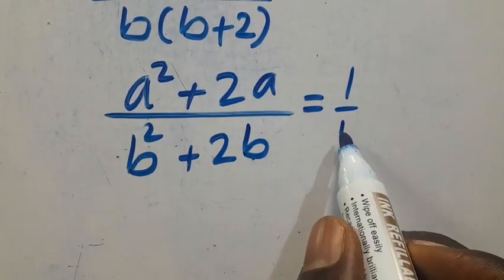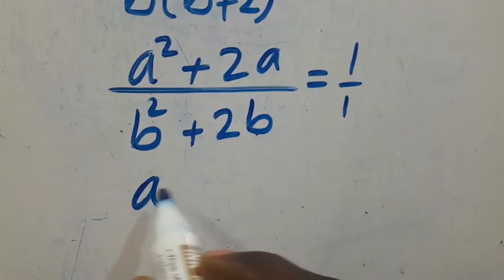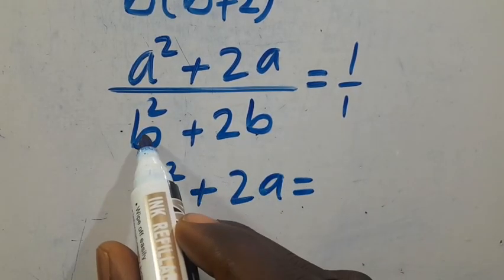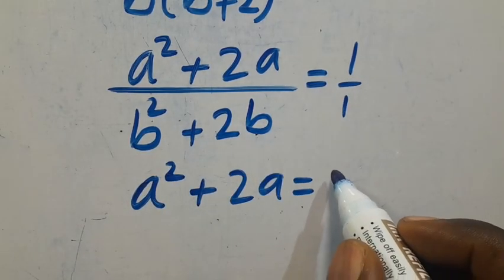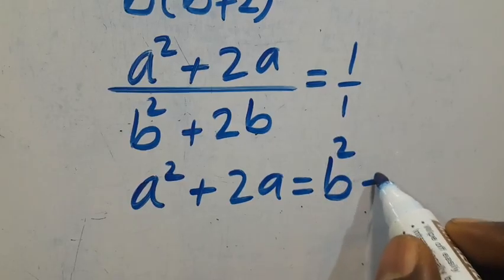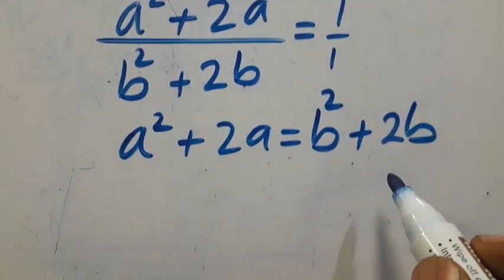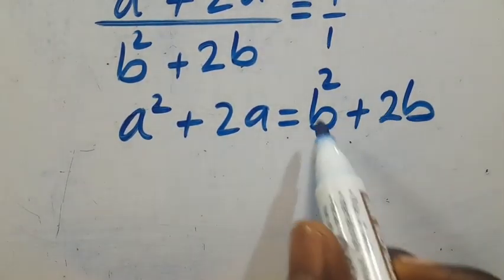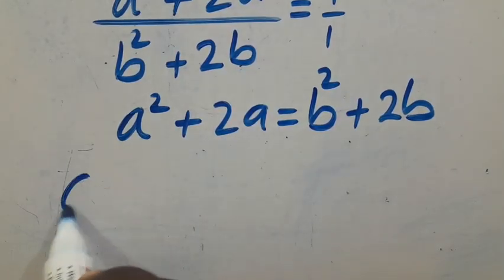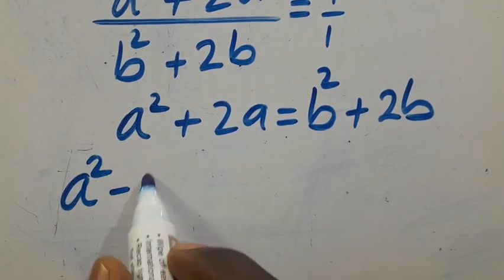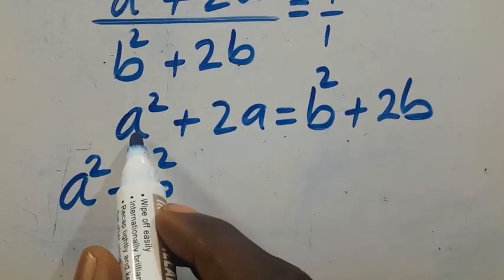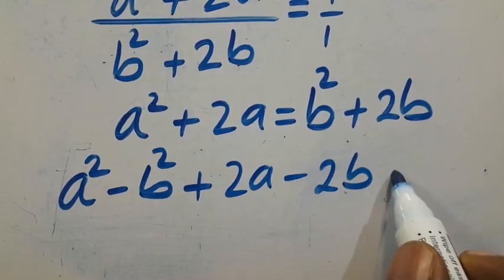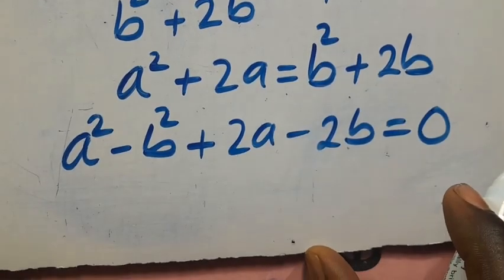a squared plus 2a multiplied by 1, we have here to be a squared plus 2a, equals b squared plus 2b multiplied by 1. Here will be b squared plus 2b. So from here, let's take all these terms to the other side. We have a squared minus b squared, this and this. Then let's have 2a minus 2b. Then let's set everything equal to 0.